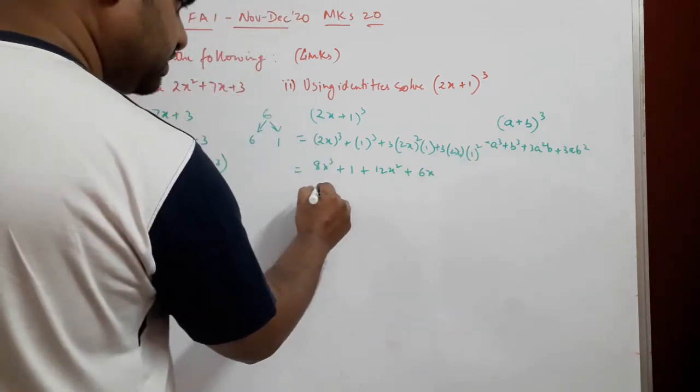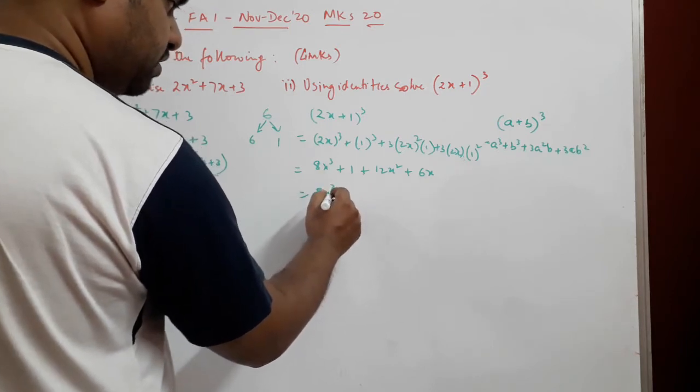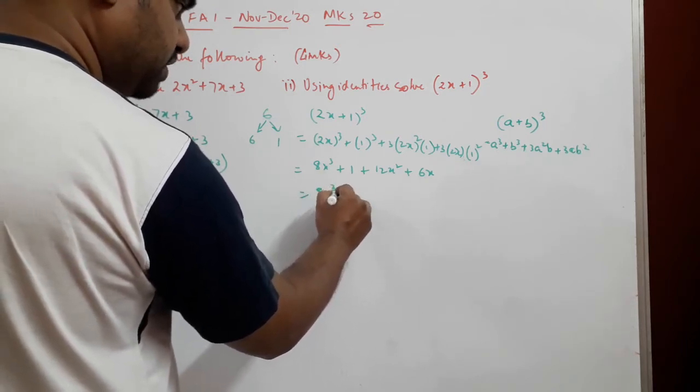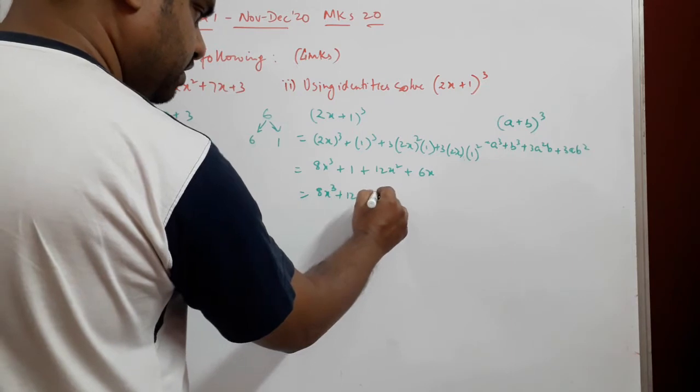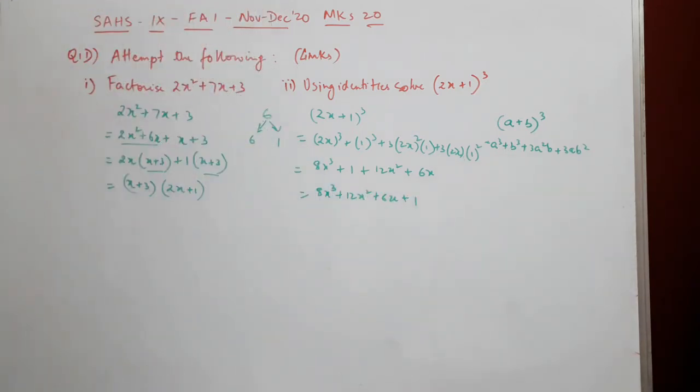If we rearrange this in decreasing power of the variable, 8x cube, you can write plus 12x square plus 6x plus 1. That is our answer. In fact, the same question is also there in the textbook. So with this, we have finished solving question 1 completely.